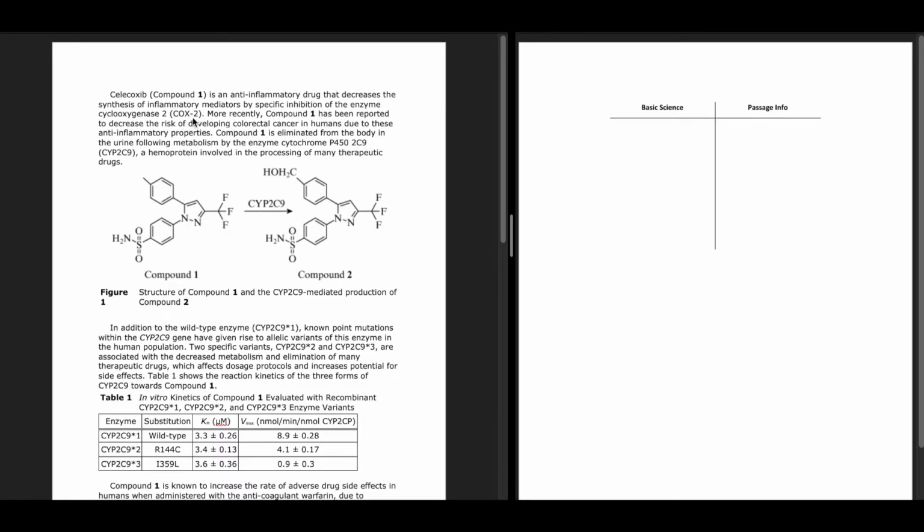Celecoxib, compound 1, is an anti-inflammatory drug that decreases the synthesis of inflammatory mediators by specific inhibition of the enzyme cyclooxygenase-2, or COX-2. More recently, compound 1 has been reported to decrease the risk of developing colorectal cancer in humans due to these anti-inflammatory properties. Compound 1 is eliminated from the body in the urine following metabolism by the enzyme cytochrome P450-2C9, a hemoprotein involved in the processing of many therapeutic drugs.